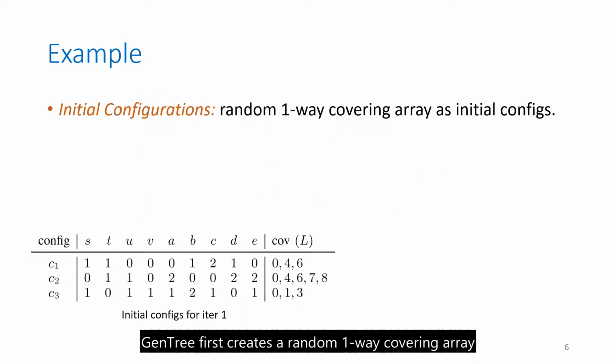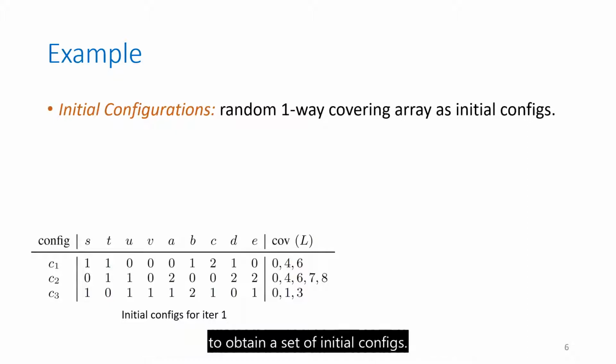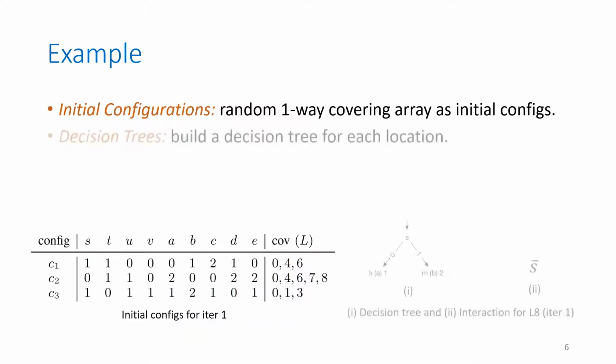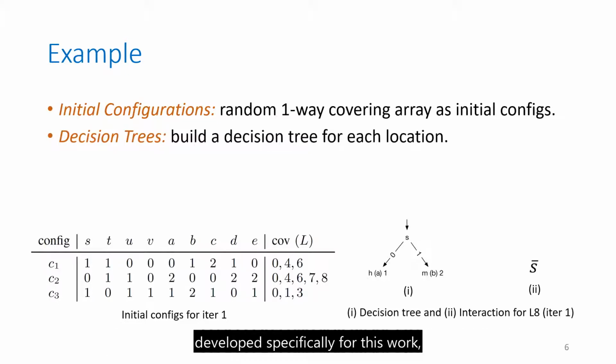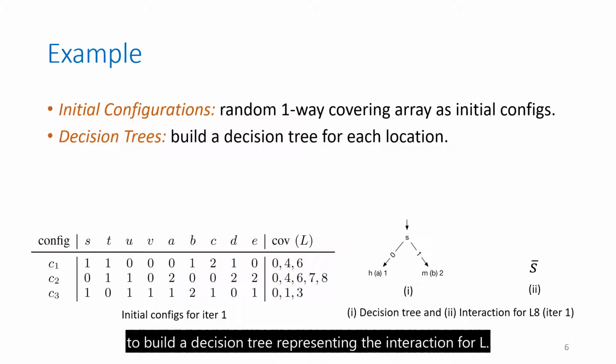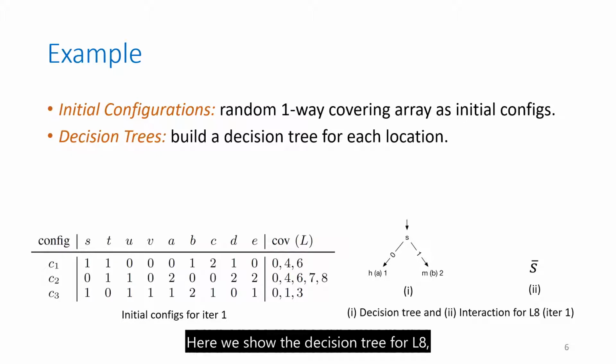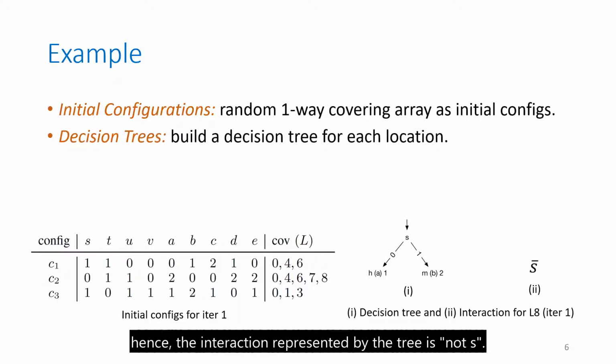GenTree first creates a random one-way covering array to obtain a set of initial configs. Then for each location L, we use the C5I classification algorithm developed specifically for this work to build a decision tree representing the interaction for L. Here we show the decision tree for L8, which says that when S is false, L8 is hit, and when S is true, L8 is missed. Hence, the interaction represented by the tree is not S.